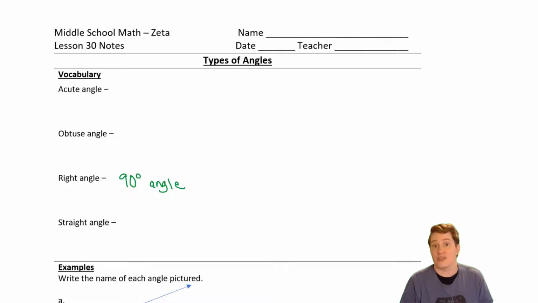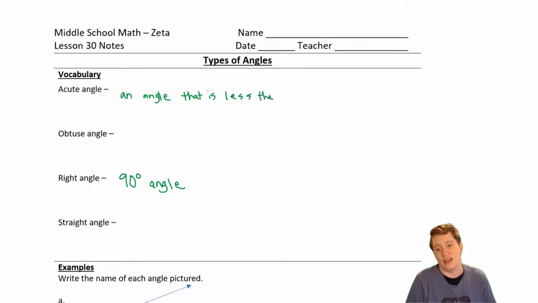So then, what are these other angles? An acute angle is an angle that is less than 90 degrees.